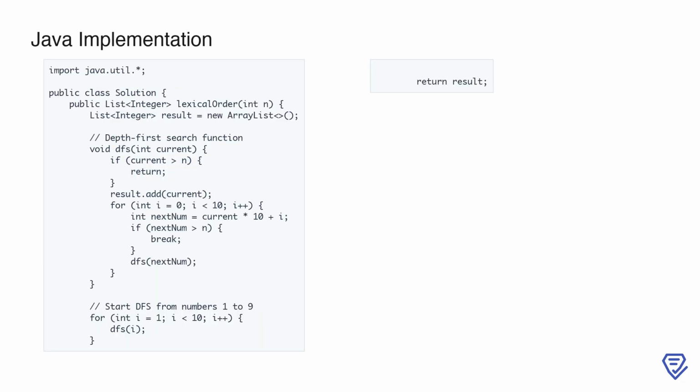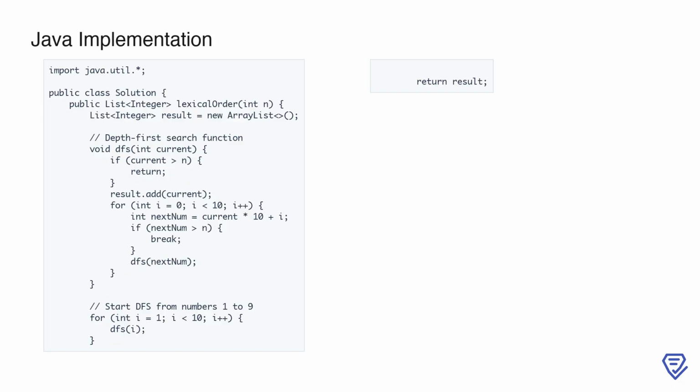Here, we are implementing a solution to generate lexicographical numbers using Java. The method lexicalOrder takes an integer n as input and returns a list of integers in lexicographical order from 1 to n. We start by creating a list of integers named result to store our output.